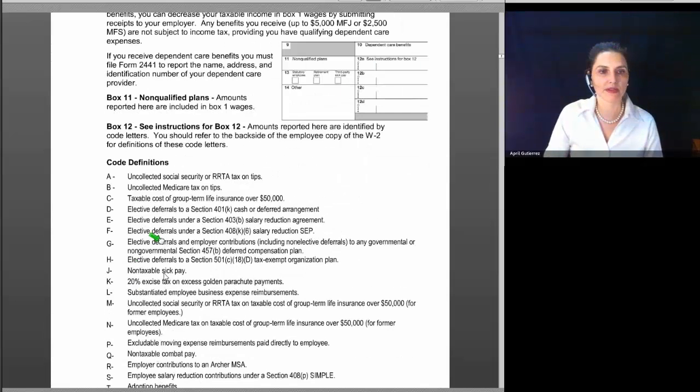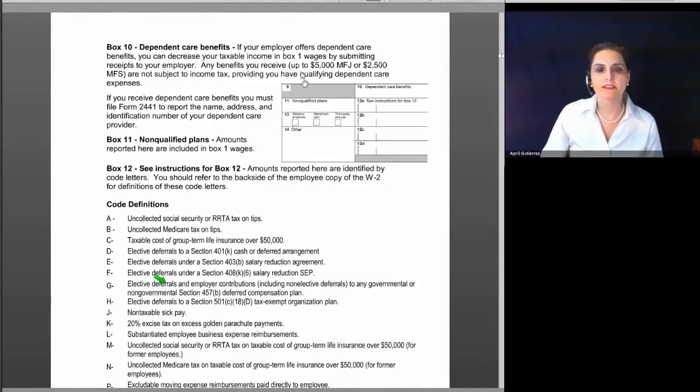Moving on to the next page of the manual, I've got the next segment of the W-2 that we're looking at. Box 9 is all blacked out. That used to be where advanced EIC was reported. The advanced EIC is no longer allowed, and therefore the box is grayed out.